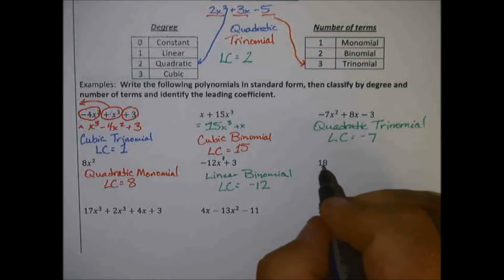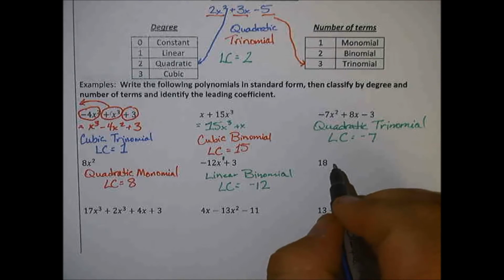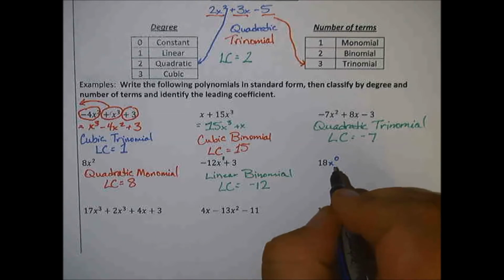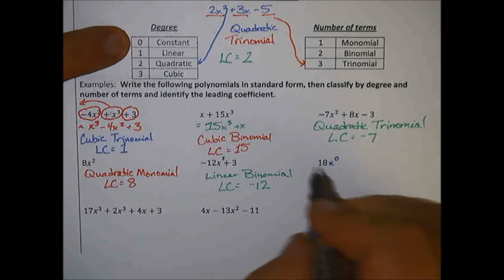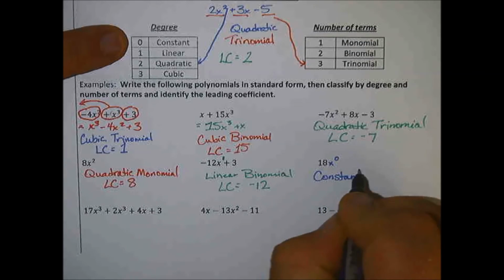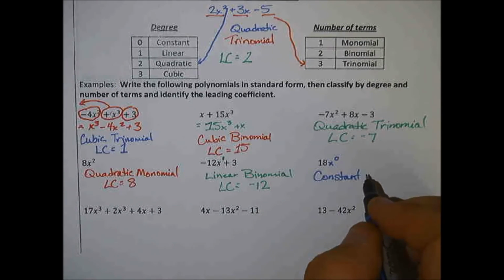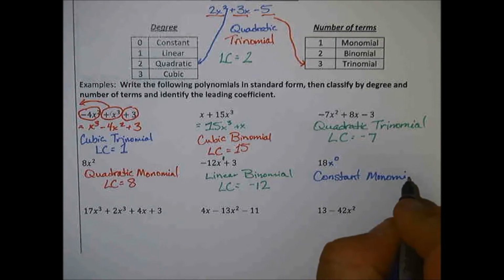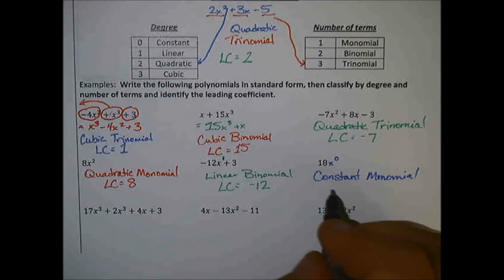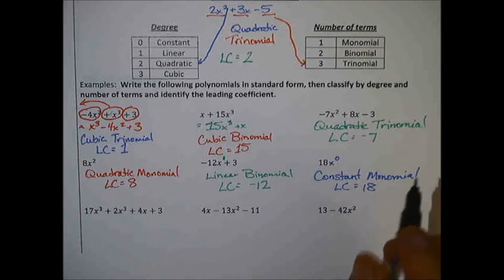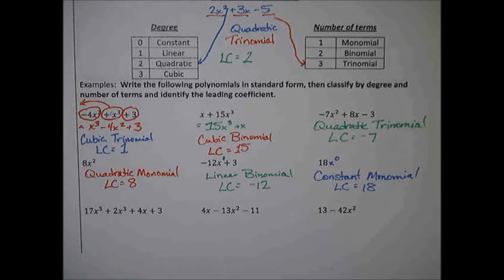All right, last one. There is no degree, or, this is the same thing, like I said before, as x to the 0. Okay, whenever there's no degree, we get a constant. So it is a constant. There's only 1 term, so it's a constant monomial. And then the leading coefficient, well, there's only 1 number there, so it's 18. All right. Not too much work there, but it was a little bit different.